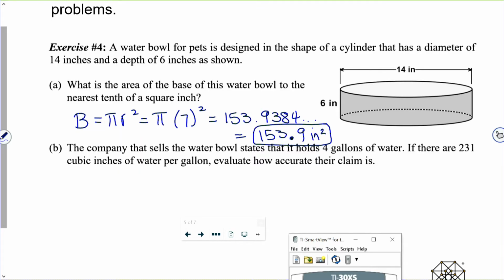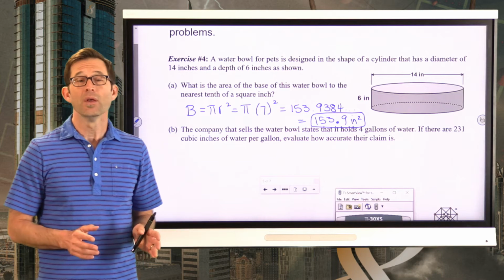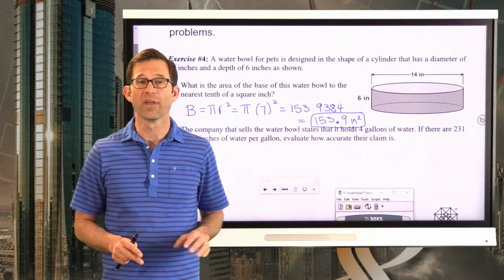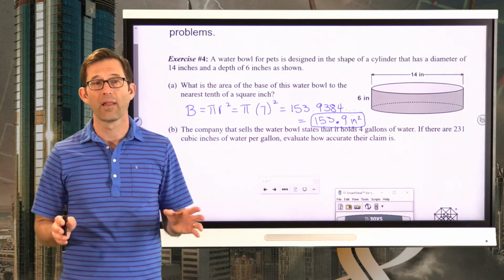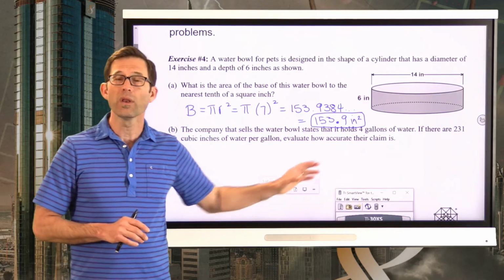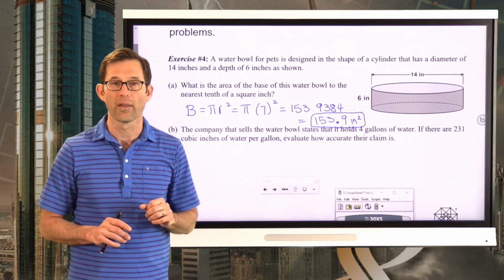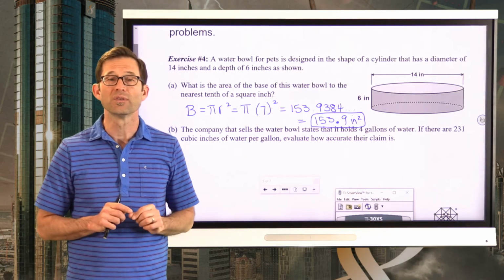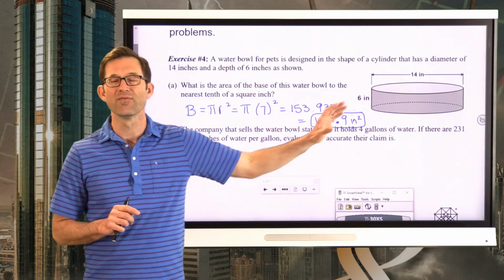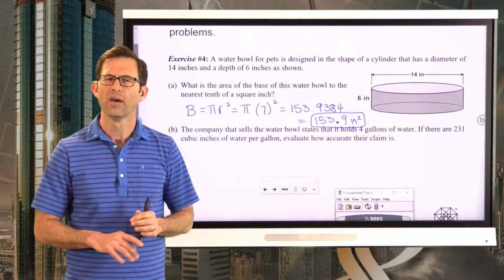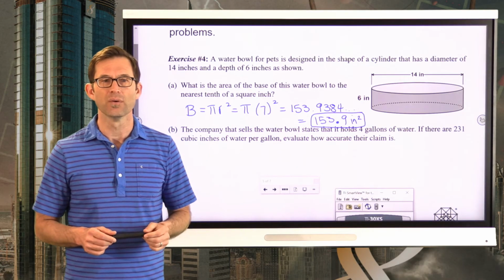The company that sells the water bowl states that it holds 4 gallons of water. If there are 231 cubic inches of water per gallon, evaluate how accurate their claim is. All right, so it would be hard to really create something maybe that holds exactly 4 gallons of water. But given that we know how many cubic inches are in a gallon, 231 cubic inches of water per gallon, all right, I'd like you to assess how accurate their claim is that this bowl holds 4 gallons. Pause the video now and see what you can do.